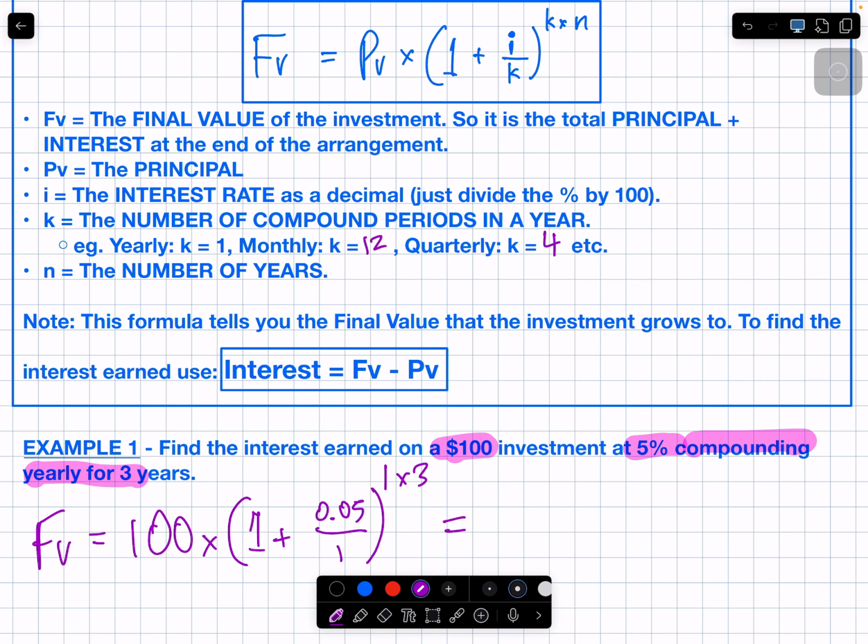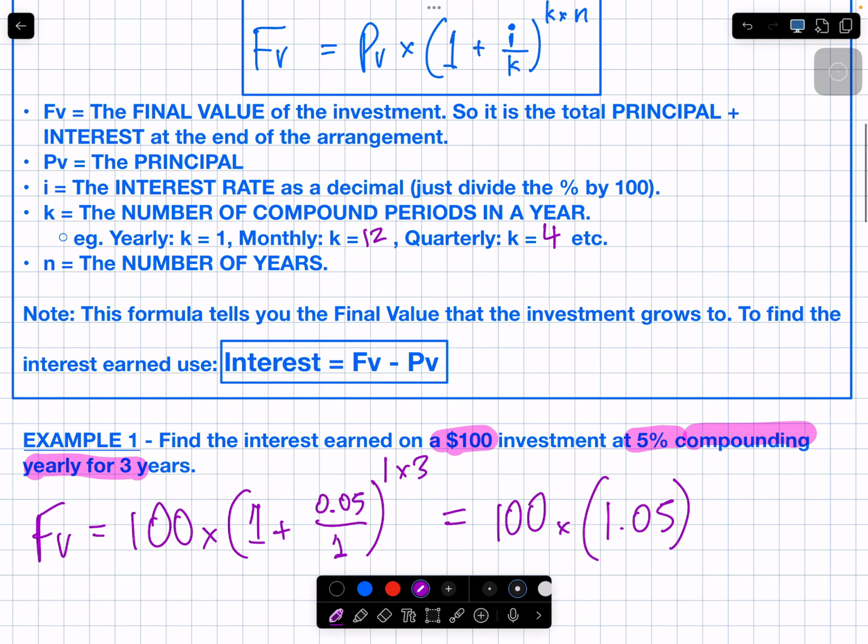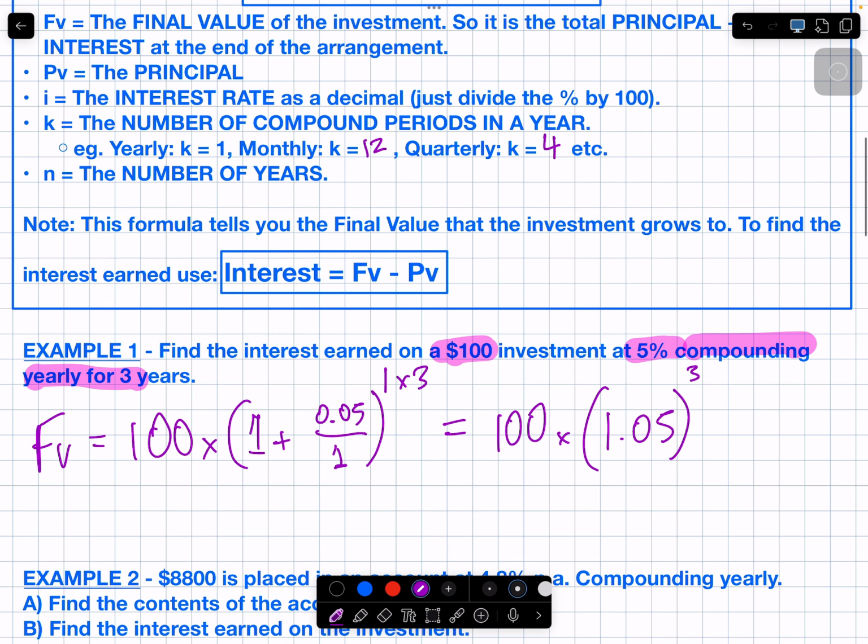So the first step of using this formula is plug the numbers into the formula. Second step, clean it up. I'm not going to do anything with the 100 on the outside. Anything divided by 1 is itself. So 0.05 divided by 1 is 0.05. And if I add that to 1, it's going to be 1.05. See how the brackets are a bit cleaner now? And what's 1 times 3? 3. That's cleaner now. Now I grab my calculator.